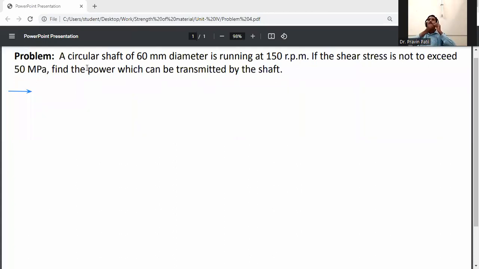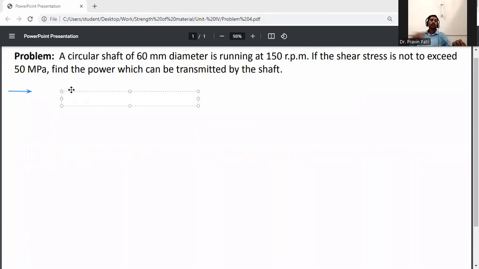...of a circular shaft of 60 mm diameter is running at 150 revolutions per minute. If the shear stress is not to exceed 50 MPa, find the power which can be transmitted by the shaft. First of all, write down the given data for that.